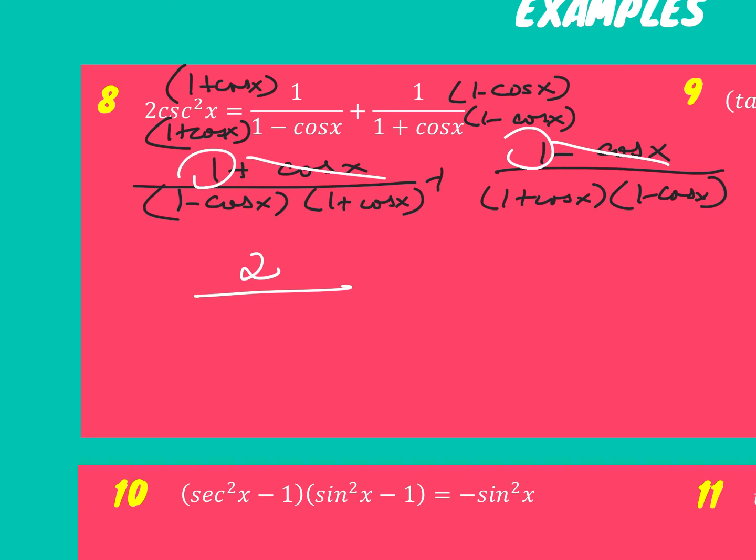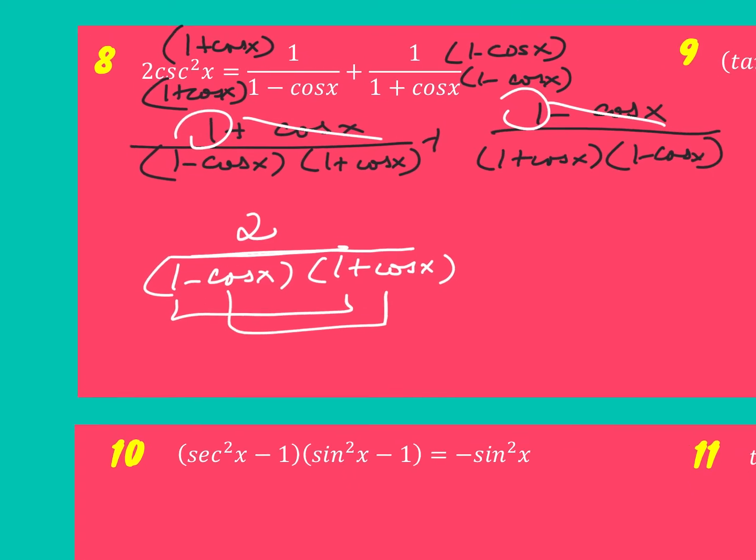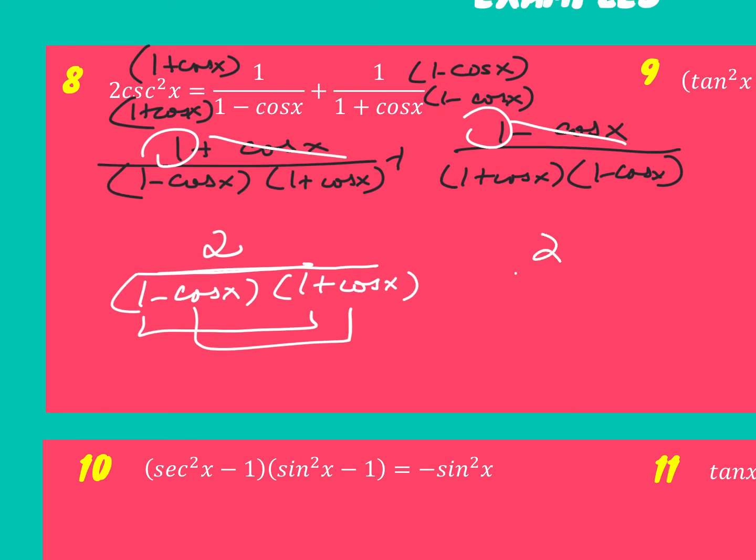For my denominator, I'm going to FOIL it again. Again, it's like multiplying by its conjugate. So all we need to do is first and last. So then this gives me 2 over 1 minus cosine squared x.